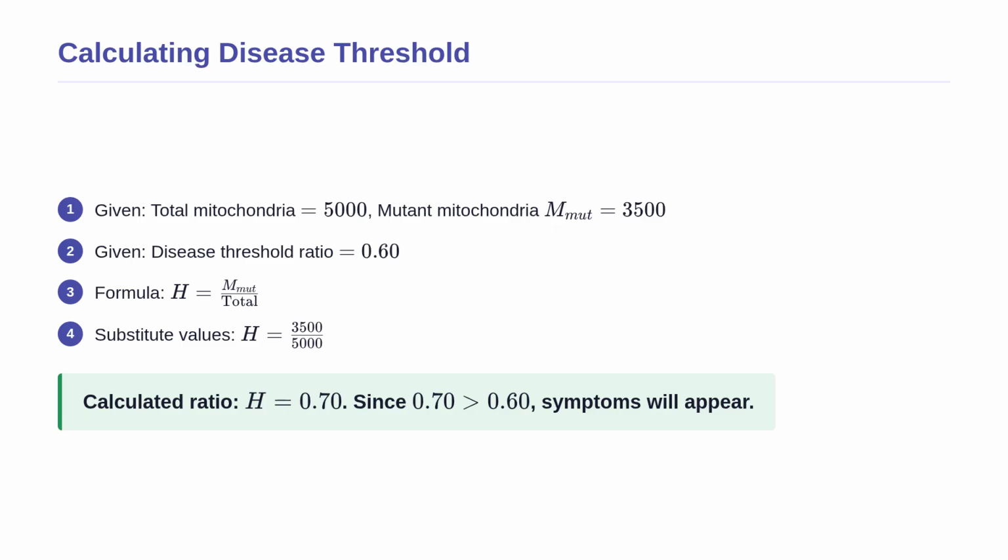We choose our heteroplasmy formula because it directly compares mutant count to the total count. We substitute 3,500 for the numerator and 5,000 for the denominator. Dividing these gives a final ratio of 0.70. Because 0.70 is strictly greater than the threshold of 0.60, the defective power plants overwhelm the healthy ones, meaning the patient will physically exhibit severe muscle weakness.